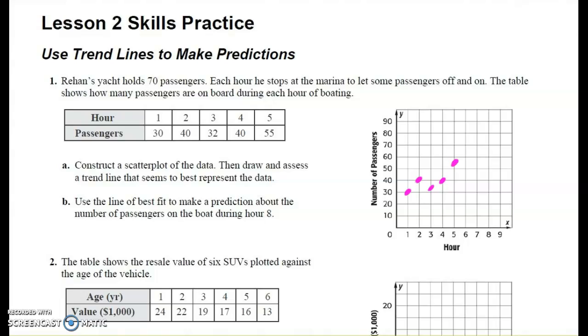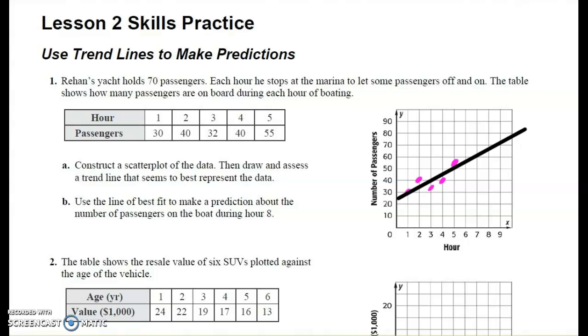So you'll see that this is a scatter plot, so the points don't directly line up to make a line, but it is a linear relationship, you can tell. It is a positive linear relationship because it is increasing. So I'm going to draw a trend line, and I want to have the same number of points above and below the line.